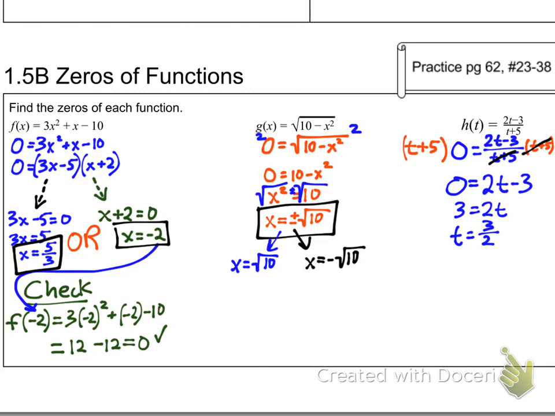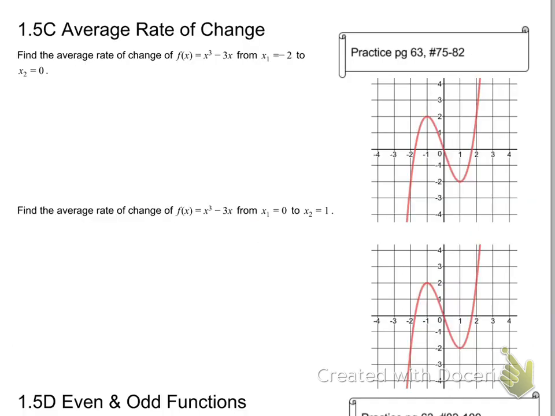So you see, finding the zeros of functions is fairly straightforward. Set it equal to 0 and solve. Next up, we want to find the average rate of change, and the phrase average rate of change is simply another way of saying the slope, or rate of change is slope. Average rate of change kind of ignores everything in between.